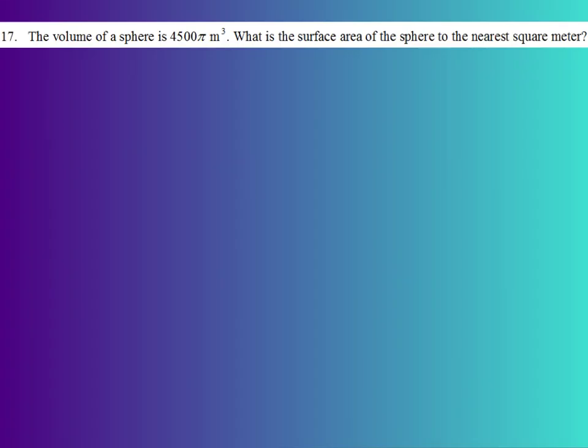Alright, you guys, we're almost done. We're on number 17. The volume of the sphere is 4,500 pi meters cubed. What is the surface area of the sphere to the nearest square meter?